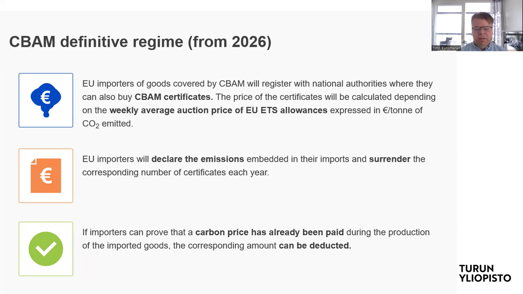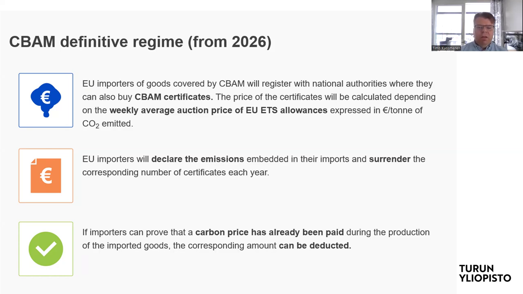So there is a possibility that if the importers can prove that they have already paid a carbon price, for example, in the country where the production takes place, then this can be deducted from the EU ETS price. So, for example, if there is in China some kind of carbon pricing mechanism in place, then the importers can deduct this price that has already been paid. And if they have already paid the full price or more, then this does not need to be paid again. So this avoids the possibility of double counting.